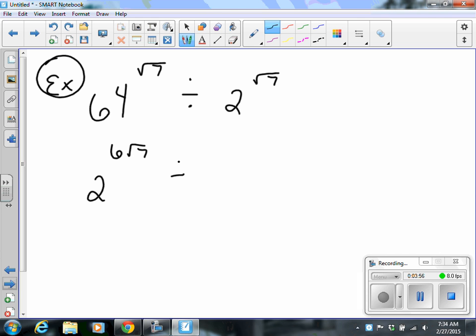2 to the power of 6 square root 7 divided by 2 to the power of square root 7. Okay, so this time, because our square roots are the same, my powers are the exact same, where before they were 2 and 3. So this time I can actually just subtract. This is going back to your rules here. So my answer is 2 to the power of 5 square root 7.